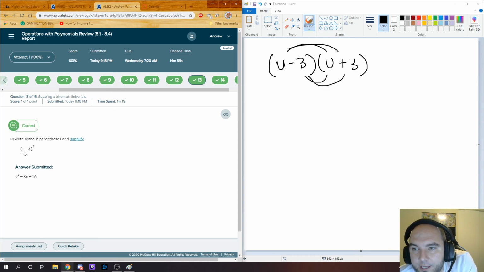So one special case is when you have a single parenthesis squared, it's first term squared, double their product, last term squared. And if you don't remember that, it's fine. Just get a 2x2 box out and then do v minus 4 times v minus 4. Or do foiling with v minus 4 and v minus 4.